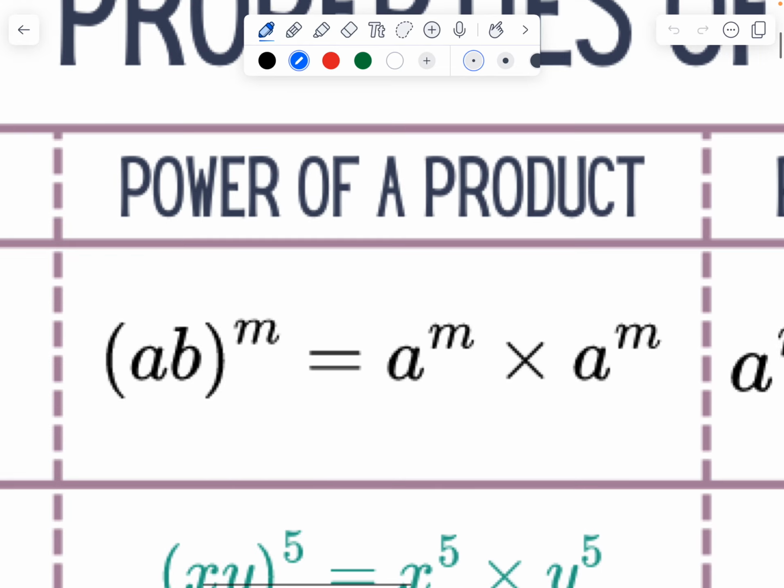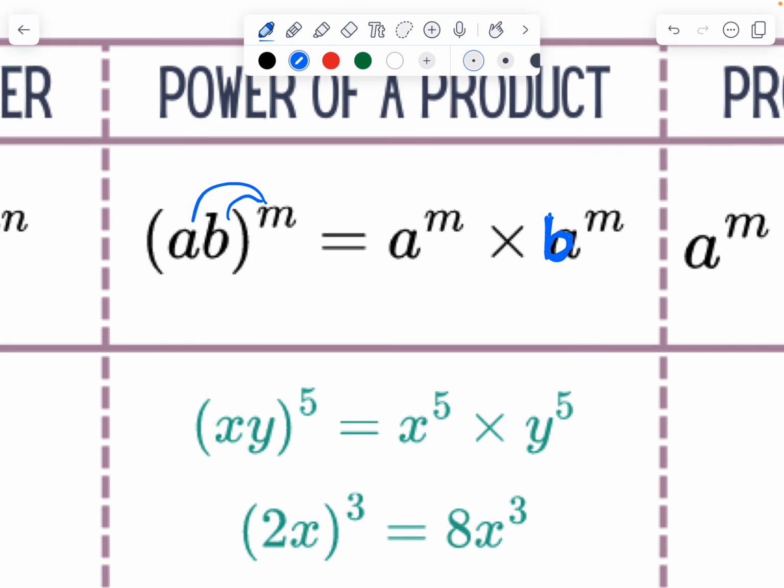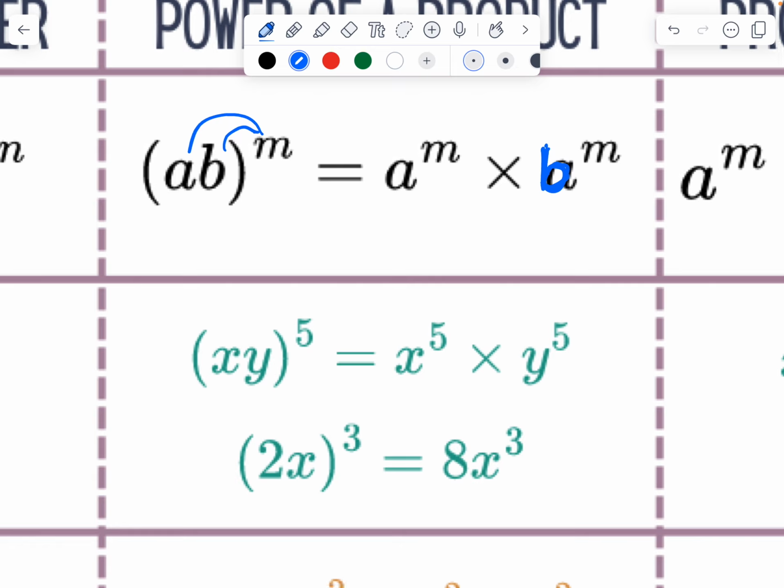Now if we've got a power of a product, so here we've got a times b, both raised to the m power. All we do there is distribute in the m so that we have a to the m times a to the m. Oh, this should be b to the m. Whoops. All right, so here we've got xy raised to the fifth, so that becomes x to the fifth times y to the fifth.